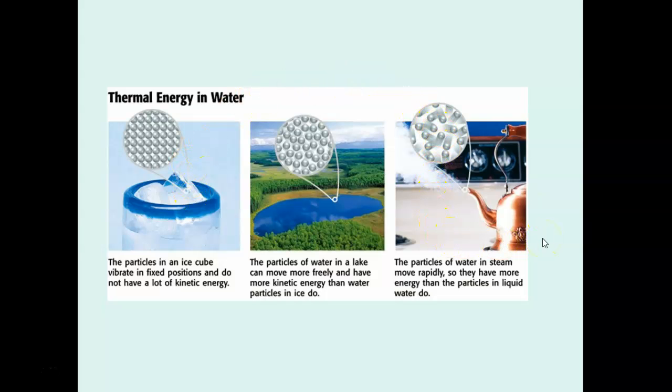Let's move over to the last picture. The particles of water in steam move very rapidly. Look at their movement in the circle above. That is the movement of those particles. They're spread apart and they're moving very fast. Therefore, since they have a lot of kinetic energy, they have more energy and the particles are moving, so their temperature is higher. They have a hotter temperature.